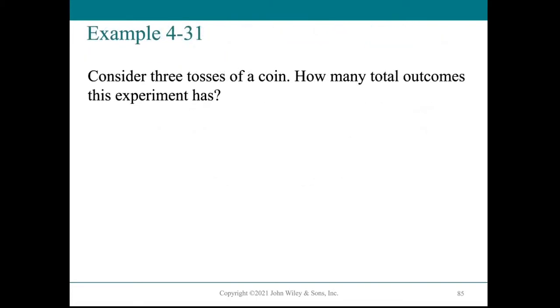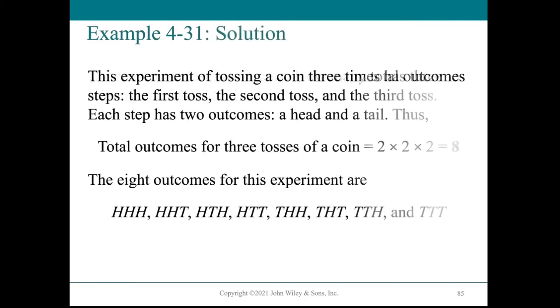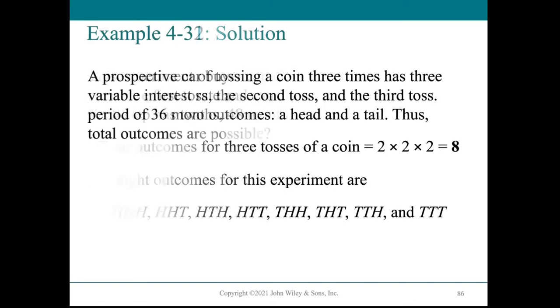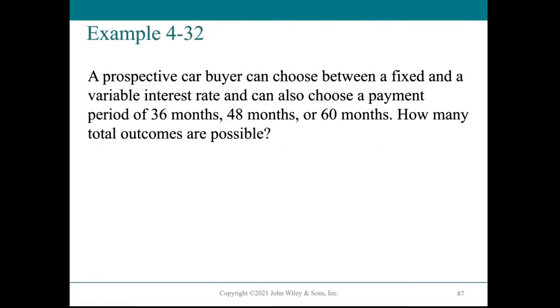So for example, 3 tosses of a coin. How many total outcomes of your experiment? Go back to our decision tree. You have 2. Each event has 2 outcomes. 2 times 2 times 2 is equal to 8. So those are the total number of outcomes. So if you toss a coin 10 times, that's 2 raised to 10. Okay? Okay, let's have another example.